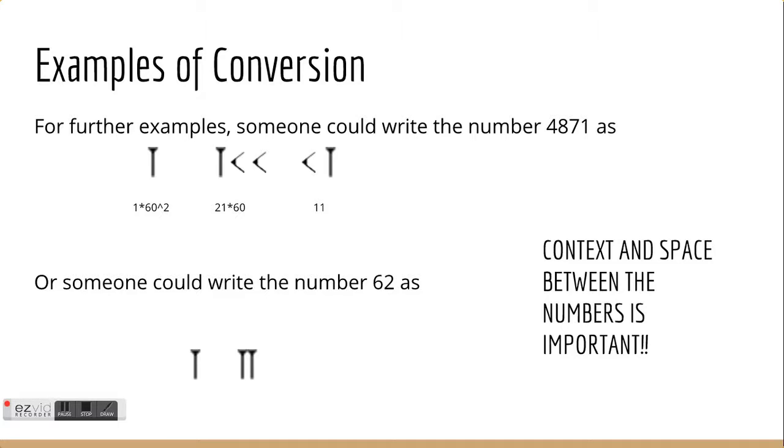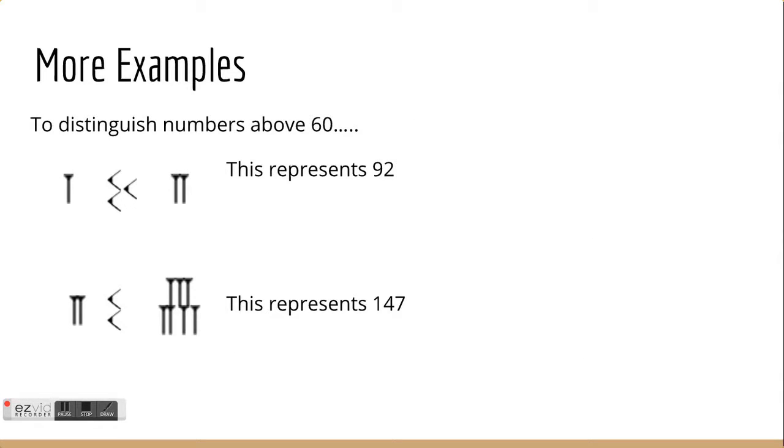So someone could write the number 4871 as a single stroke, which is 60 squared, followed by 21 times 60 in the 60s place, and then 11, which is a wedge and a single stroke. Or someone could write the number 62 as a single stroke and then two strokes.